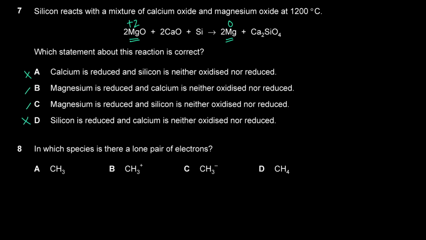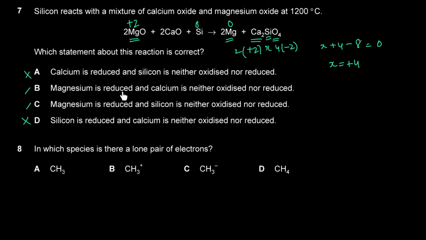And then we look at silicon here. Silicon is 0, and in the product, we have 2 calciums, which is 2 times plus 2, and we have 4 oxygens, that's 4 times negative 2. Let's say silicon is X, right? So we have X plus 4 for the 2 calciums minus 8 for the 2 oxygens, and the overall oxidation number then is positive 4. So silicon is being oxidized from 0 to plus 4.